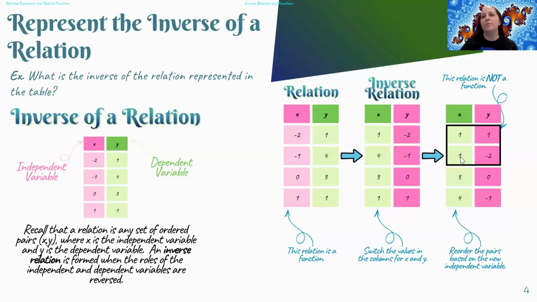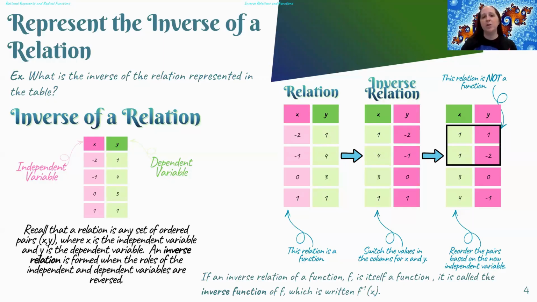Now, if this were 0, -2, then it would be a function. Okay. So all the x values have to be different and they have to go to a different y value. So if an inverse relation of a function f is itself a function, it is called the inverse function of f, which is written f to the -1 power of x.